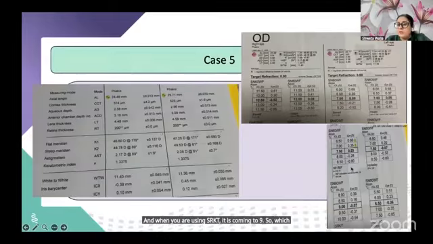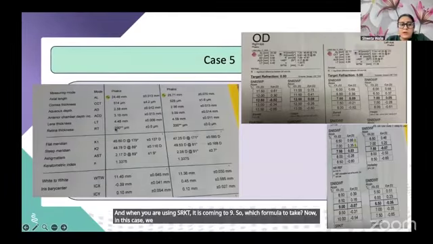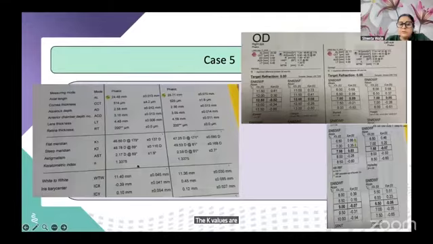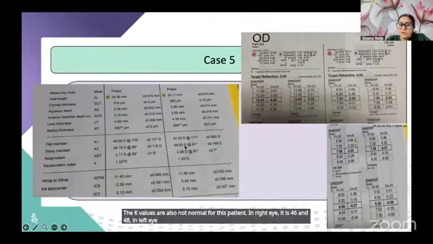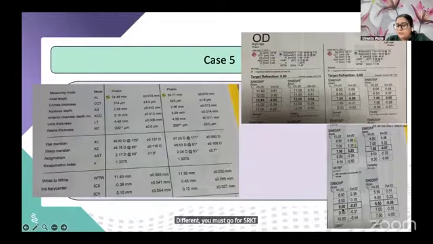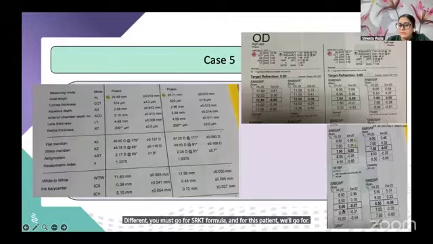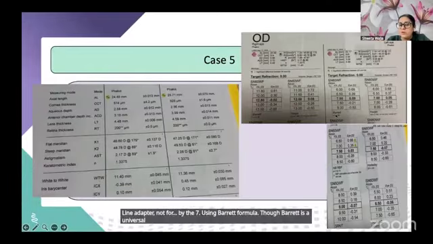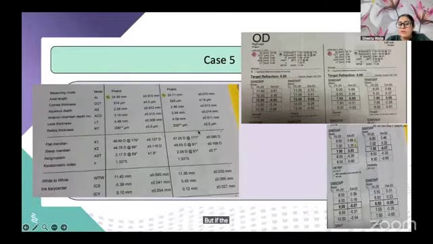So which formula to take? Now, in this case, we will see what are the K values of the patient. The K values are also not normal for this patient. In right eye, it is 46 and 48. In left eye, 47 and 49. So in such patients who are having large corneas, even if the axial length is different, you must go for SRK/T formula, and for this patient we'll go for 9 diopter, not for the 7 using Barrett formula. Though Barrett is a universal formula that we can use at any time, but if the K values are abnormal, we must go for SRK/T formula.